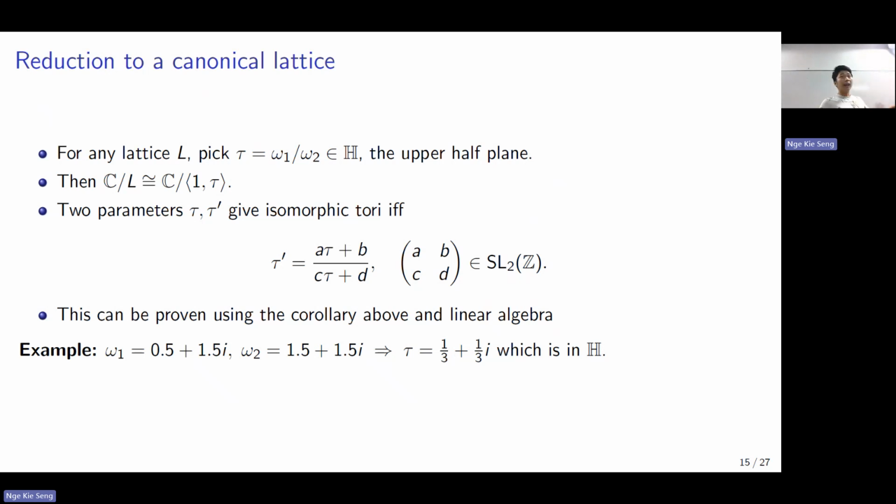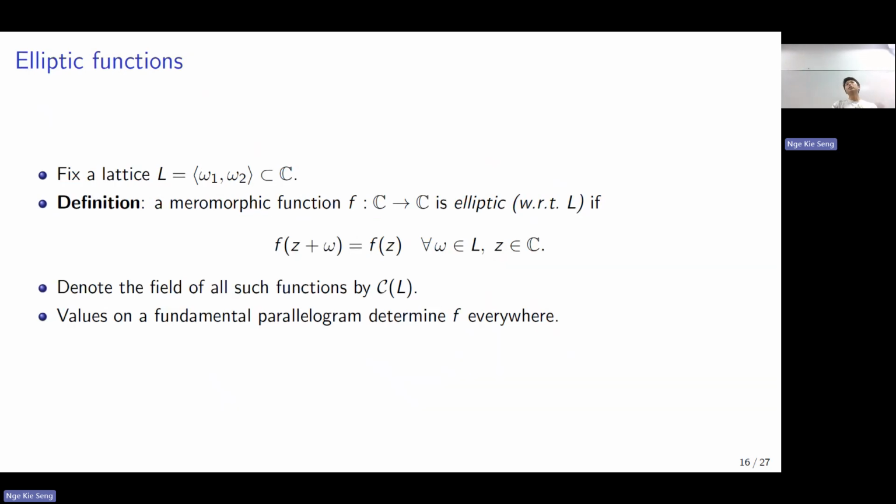For example, the example that I posted just now, 0.5 plus 1.5i, 1.5 plus 1.5i. The complex torus related to this lattice is actually isomorphic to the one when tau is a third plus a third i, which is on the upper half plane. Okay. Now we try to define functions on the fundamental parallelogram. We call those elliptic functions. So functions in this, no, I'll just draw it.